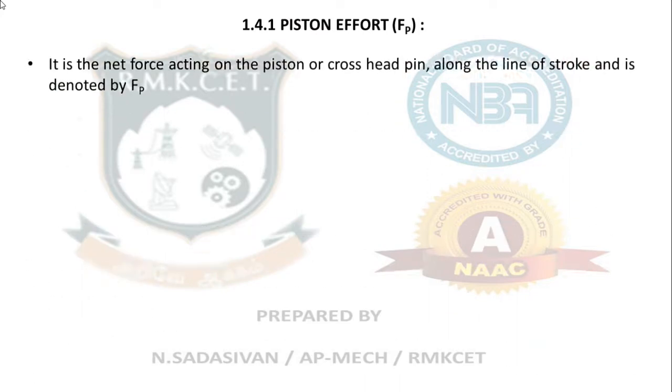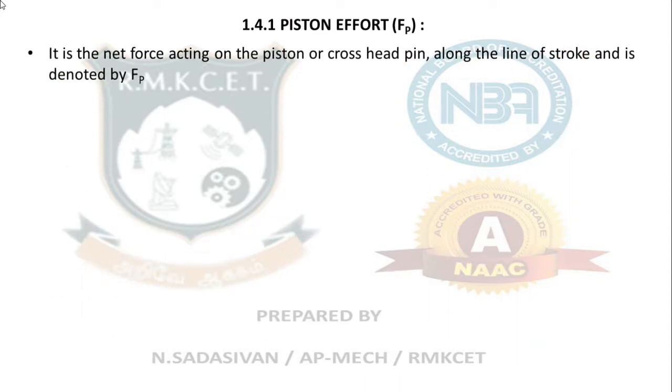The first thing I am going to derive is piston effort. The net force acting on the piston crosshead pin, that is your gudgeon pin, along the line of stroke is called piston effort and is denoted by Fp. Now I have given you a formula here. Fp is equal to Fl plus or minus Fi plus or minus Wr minus Rf. Let us see one by one what all these things are.